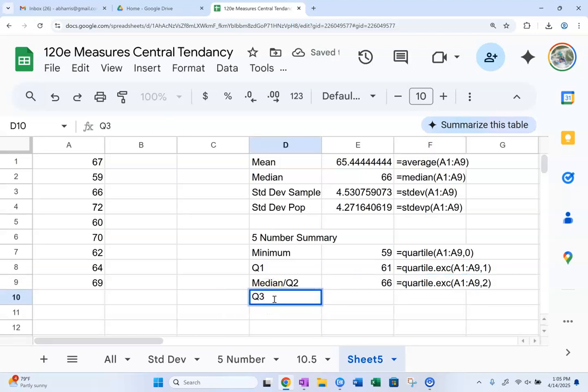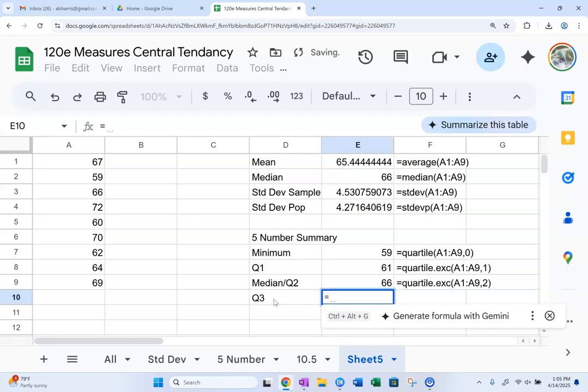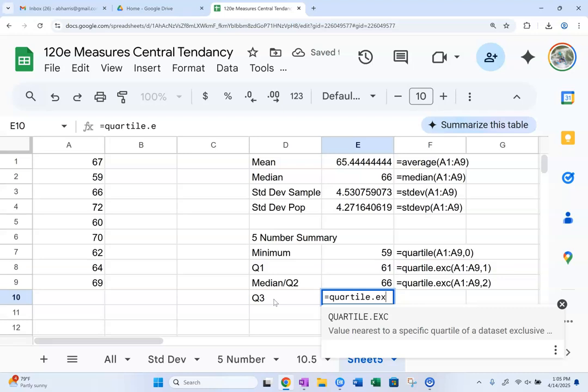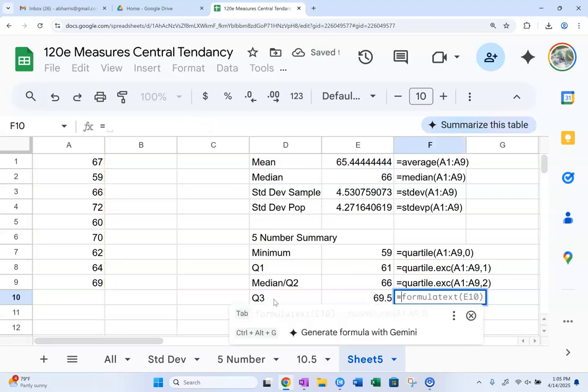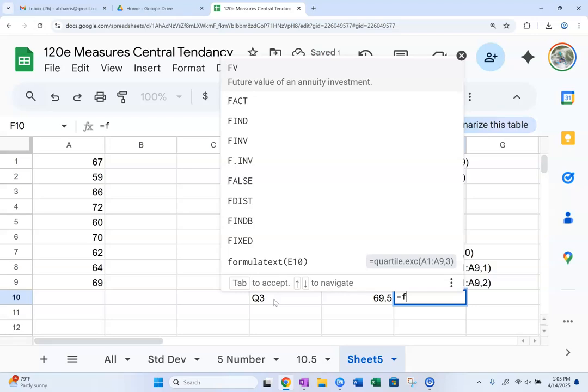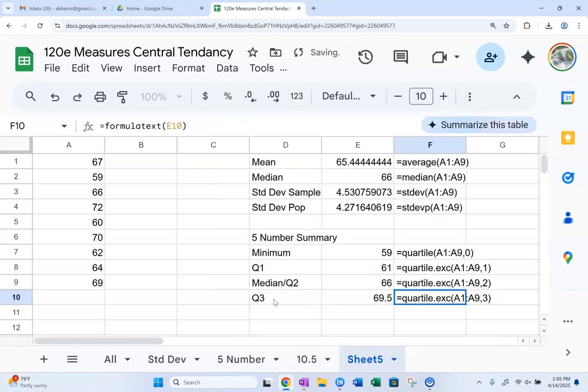Let's do quartile 3 equals QUARTILE.EXC A1 to A9 comma 3. And by the way, just note that on the second quartile, it actually doesn't matter if you exclude or not. It'll still give you the median regardless. But for quartile 1 and 3, I have to have that .EXC or I'll mess that up.